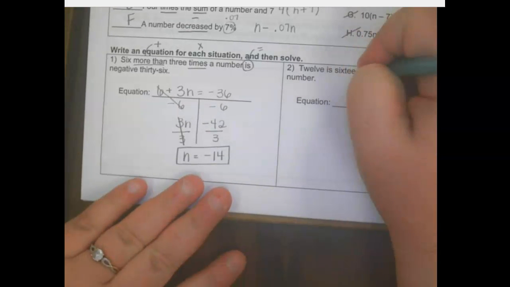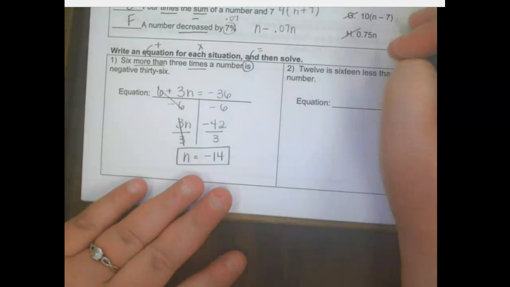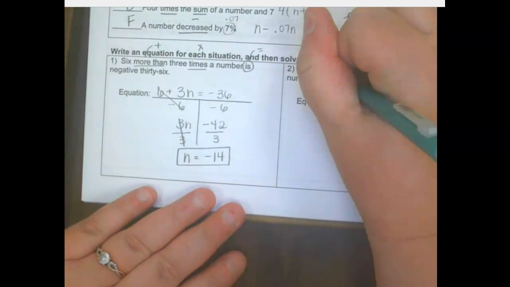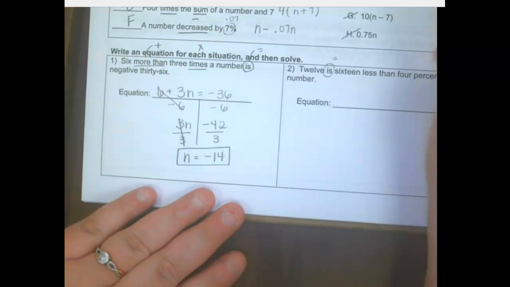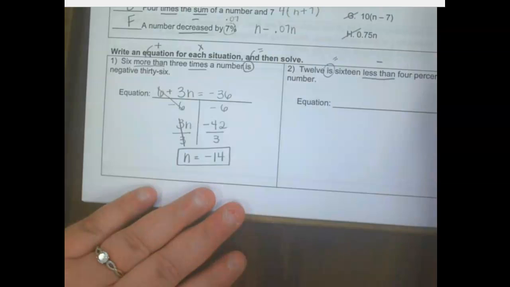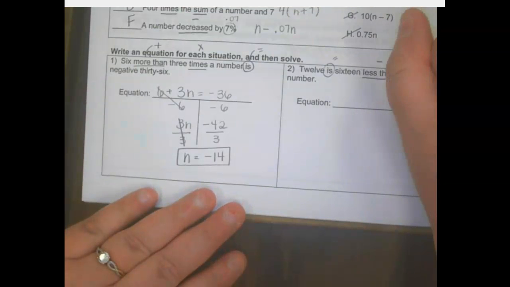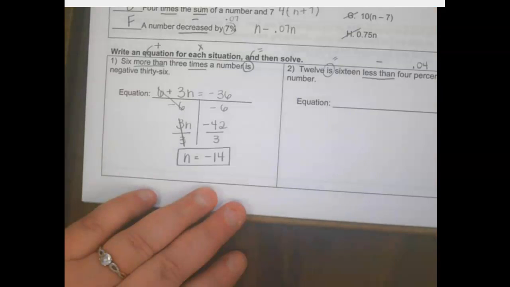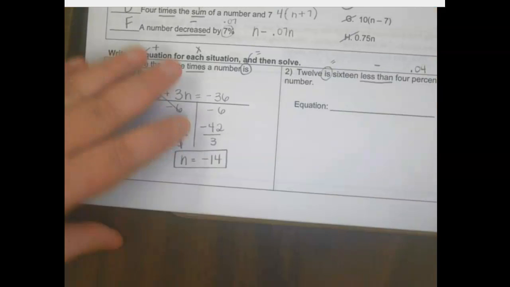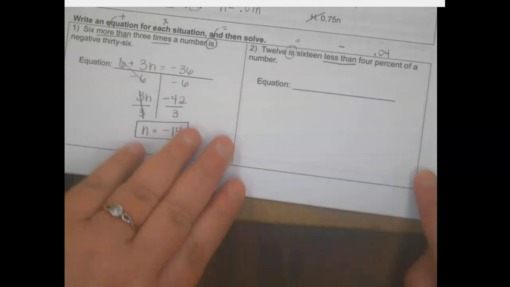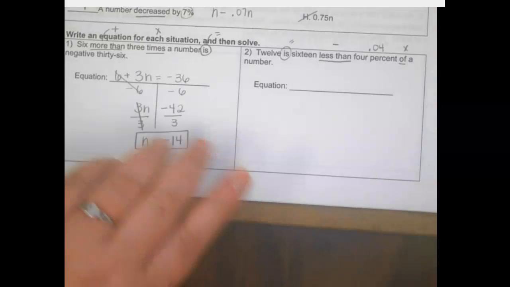12 is 16 less than. What we have is, so that's our equal sign word. 16 less than, which is a subtraction. 4%, which I don't like when it's in percent, so I'm going to go ahead and write the decimal above it, because we are horrible at remembering things like that. 4% of a number, and that word of is going to tell us multiplication.